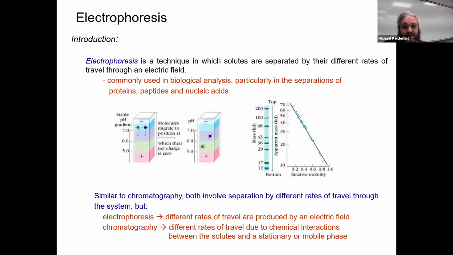Another chromatography-like technique that you probably have some exposure to is electrophoresis. It's a technique where solutes are separated by their different rates of travel through an electric field. This is most commonly used in biological analysis, particularly in the separation of proteins, peptides, and nucleic acids, like DNA. It's similar to chromatography. Both involve separation by different rates of travel through the system, but in electrophoresis, the different rates of travel are produced by an electric field. You've probably seen gel electrophoresis. In chromatography, the different rates of travel are due to chemical interactions between the solutes and a stationary or mobile phase.